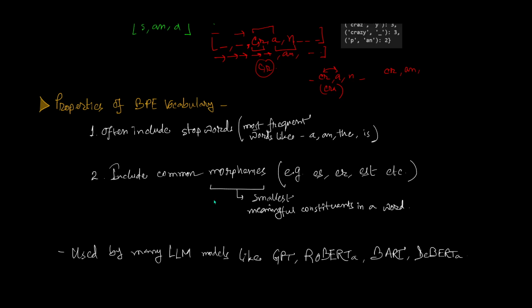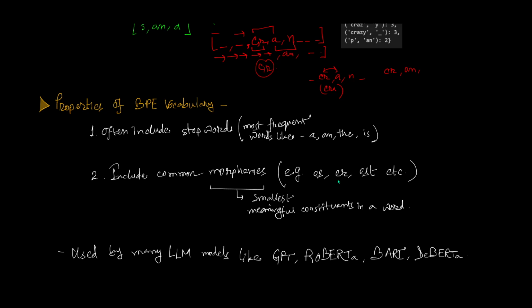Also, it will include a lot of common morphemes. What do I mean by morphemes? Morphemes are the smallest meaningful constituents used in a word, like es, er, est, as in smallest, largest, tallest, smaller, taller. All these small suffixes or prefixes, which are added to a word to convert the word form, will be used with a lot of different words. So they will frequently occur in the corpus, and that's why they will also be included in the BPE vocabulary.